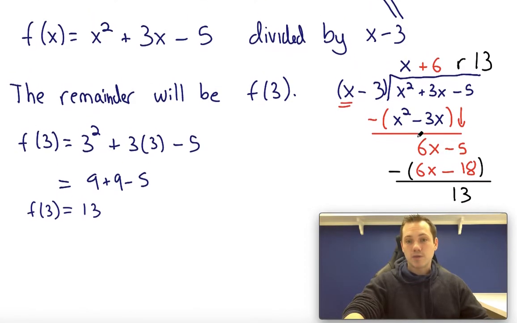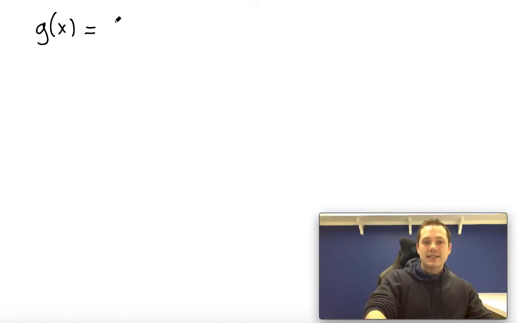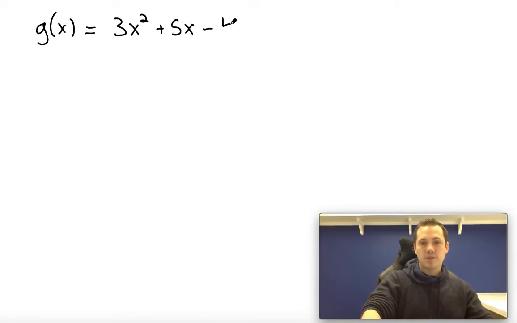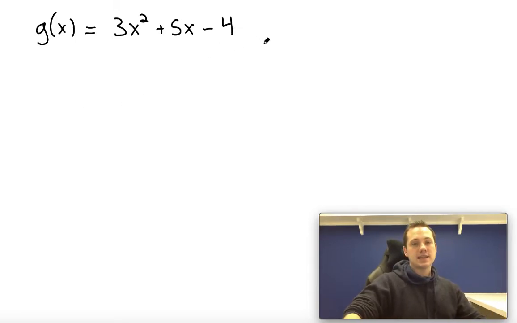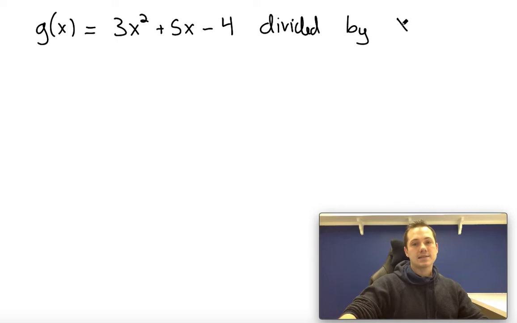Let's go ahead and do one more. So let's say instead of f of x, I were to give you some function g of x. And we said that g of x is equal to 3x squared plus 5x minus, I don't know, let's go with 4. And I told you that this function is to be divided by x plus 2.